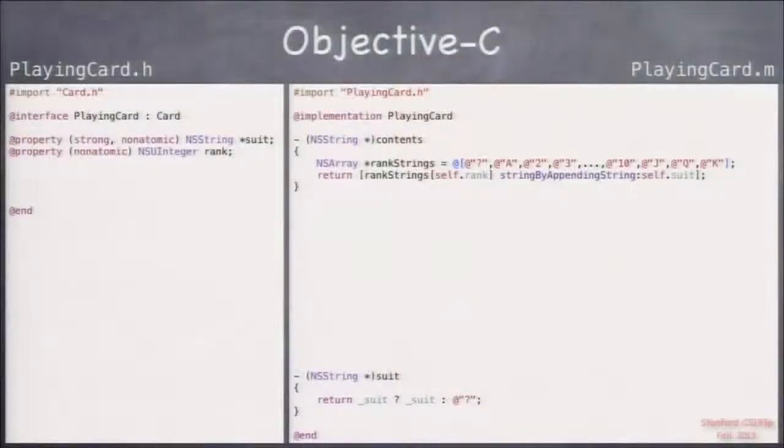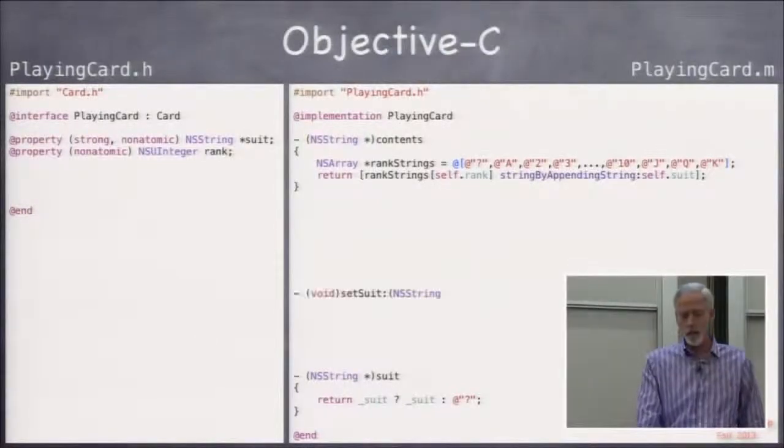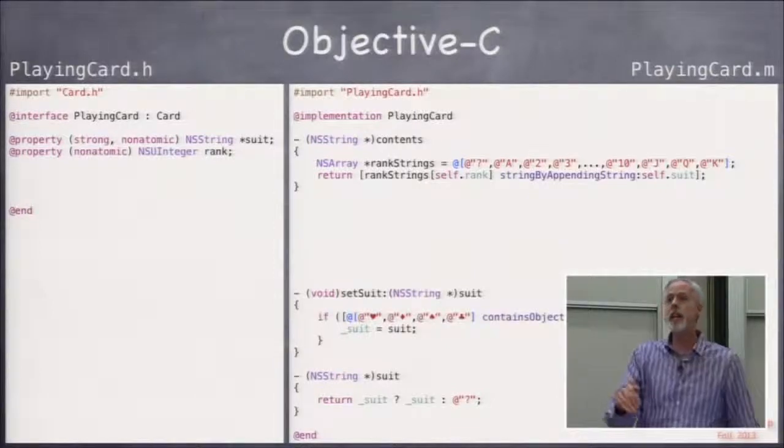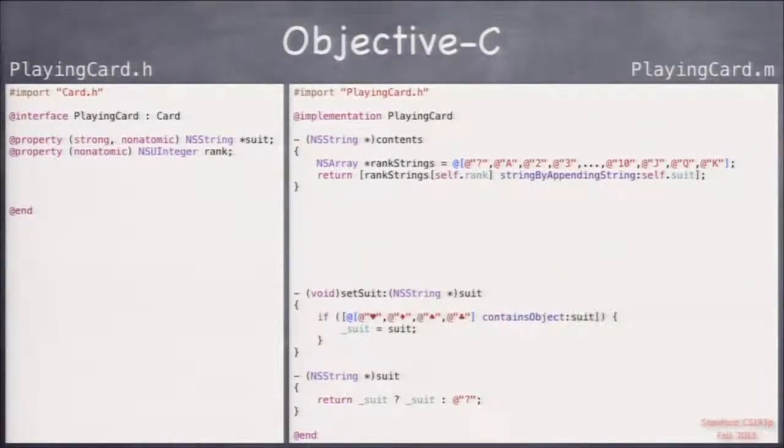OK, so that helps the suit always return question mark if the suit is nil or not set. Let's also protect people setting the suit to something wrong. OK, let's only let people set the suit using this property, the public setter of the property. We'll only let people set the suit to be one of the 4 suits. So I just, on the fly, in the middle there, create an array of those 4 suits. And then I use this method contains object. What class do you think contains object is a method on? Anyone? Guessers?